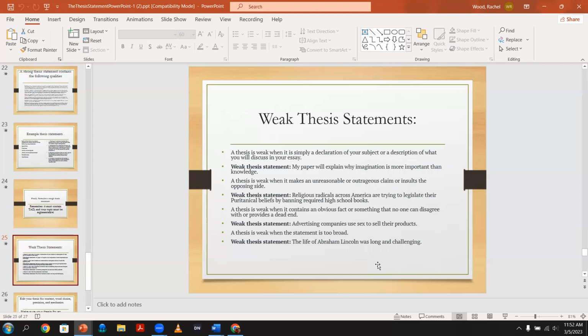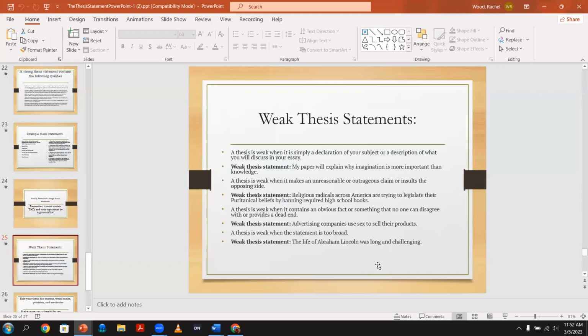My paper will explain why imagination is more important than knowledge. Okay. That is slightly unreasonable. It's also outrageous, and it kind of insults the opposing side. So that makes it weak. Another one is, religious radicals across America are trying to legislate their puritanical beliefs by banning required high school books. Again, I've spoken about this in this very video and talked about it, but it's still weak because it's got an obvious fact that no one can disagree with, or it provides a dead end. It has to have a little more depth to it. It doesn't have enough depth.